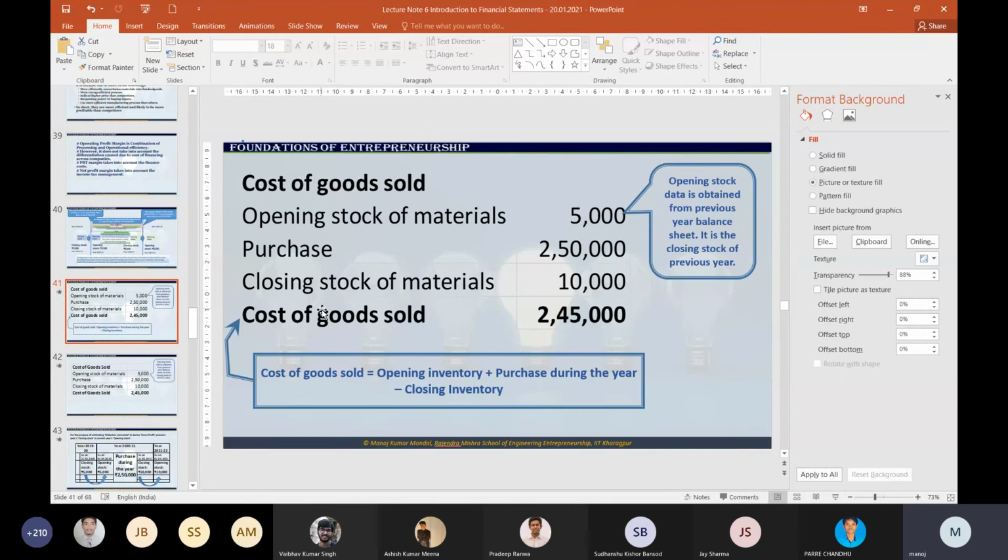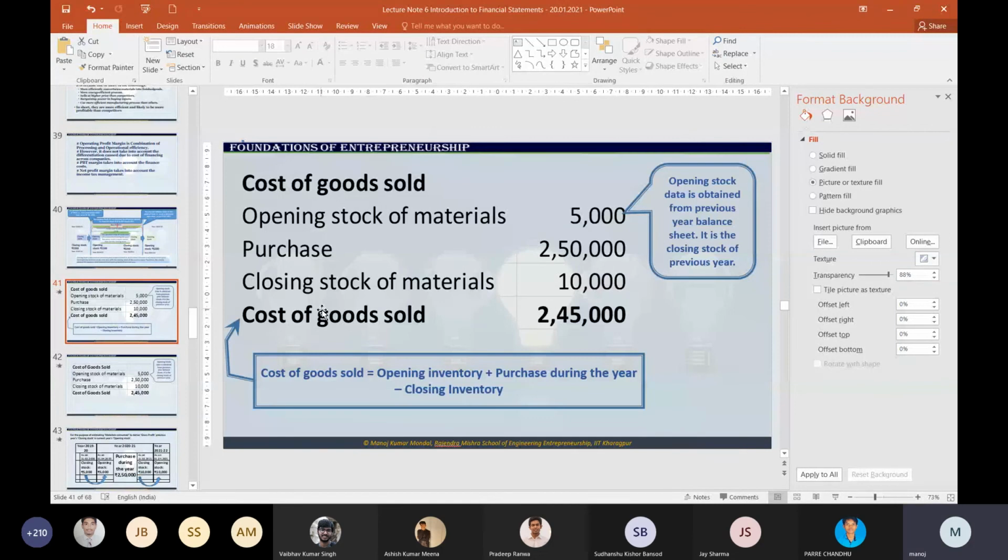So you started the business with 5,000 rupees of stock. During the year, you bought 2,50,000. So total available stock was 2,50,000 plus 5,000, that is 2,55,000 rupees. But some pens, some khatas remain unsold, worth 10,000. So you deduct that. You have not sold them. You sold stock whose cost is only 2,45,000.